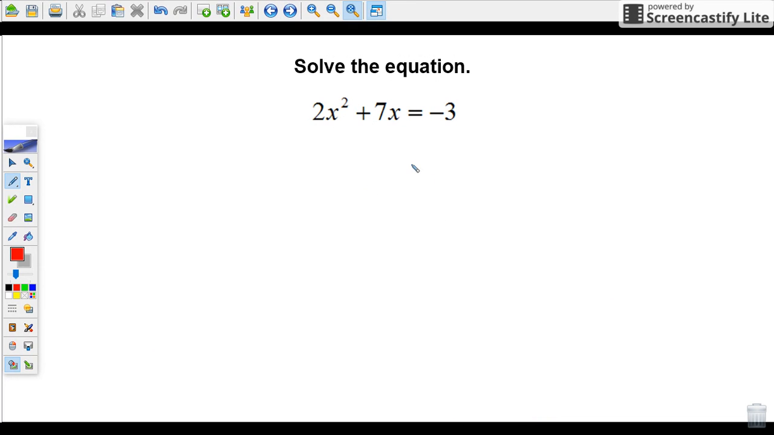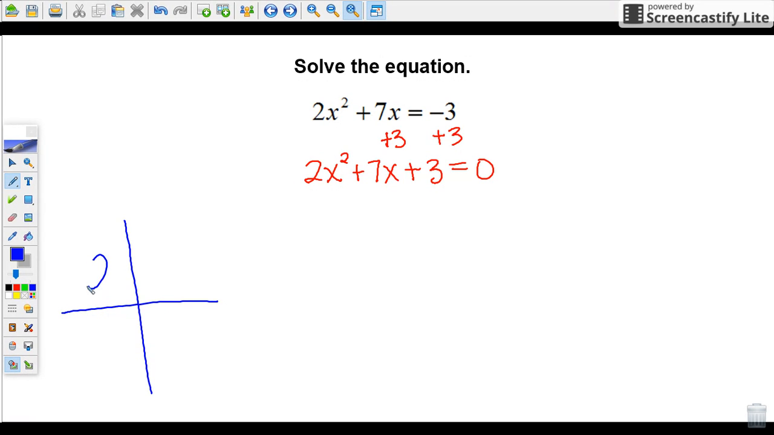One more example. This equation is 2x squared plus 7x equals negative 3. The first thing that I notice is that it's not equal to 0. So I'm going to add 3 to each side and rewrite it so that it is equal to 0. My leading coefficient is positive. I don't have to factor out a negative. In fact, there is no GCF between these 3 terms that I can factor out. So I'm going to go straight to box method.